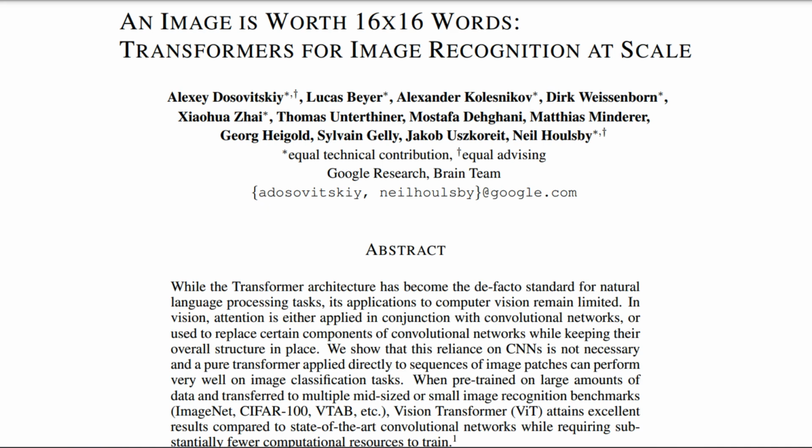Hi, today we're going to look at this research paper. An image is worth 16 by 16 words: Transformers for image recognition at scale.